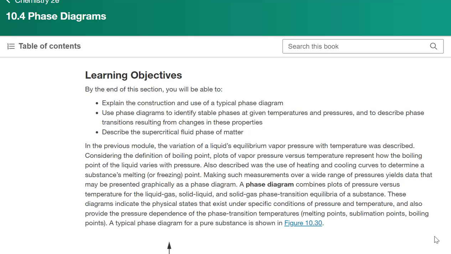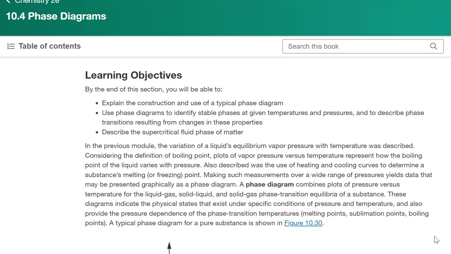The learning objectives for this section are to explain the construction and use of a typical phase diagram, use phase diagrams to identify stable phases at given temperatures and pressures, describe phase transitions resulting from changes in these properties, and describe the supercritical fluid phase of matter.